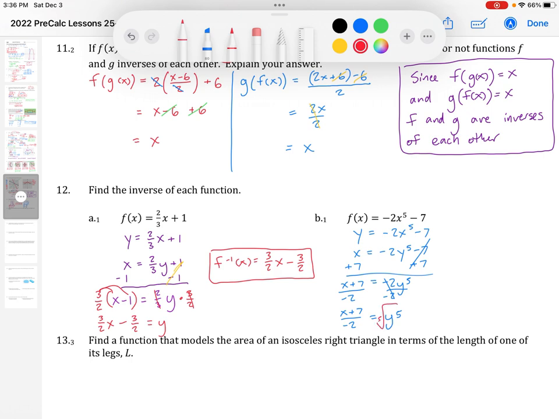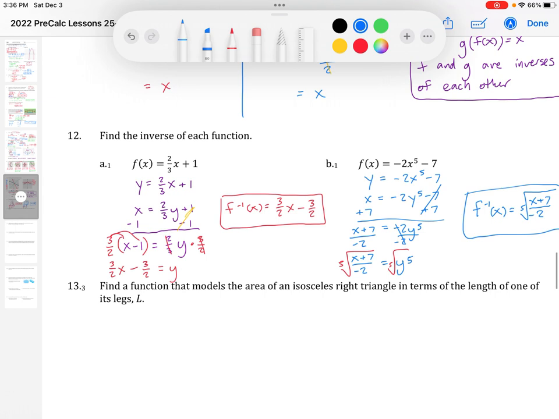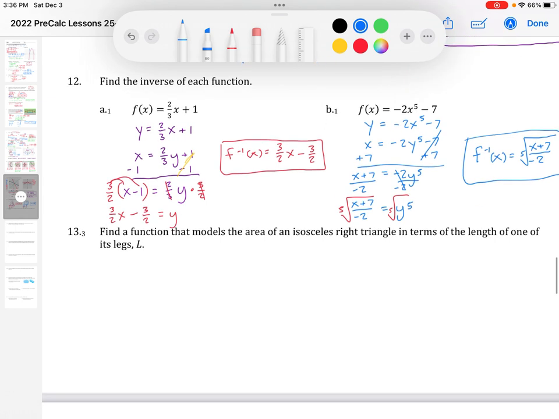And then we'll take the 5th root. So I'm just going to leave my answer as a big fraction and say f inverse of x is equal to the 5th root of x plus 7 all over negative 2. All right. Okay, so we're going to move on to some word problems for the rest of this review.